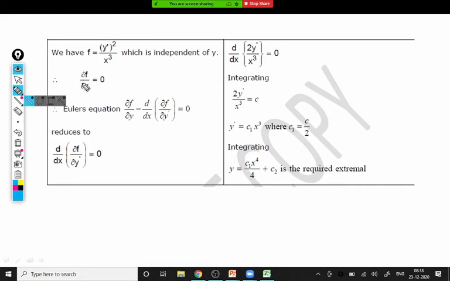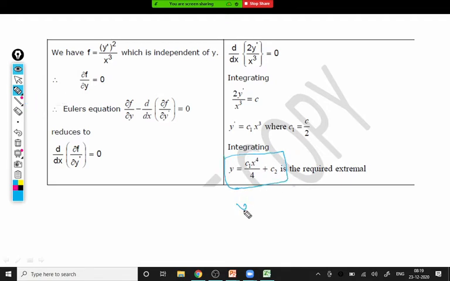So dou f by dou y is 0. So this Euler equation becomes only d/dx of dou f by dou y dash, because dou f by dou y is 0. We already saw that. Here, d/dx of dou f by dou y dash is calculated as 2y dash upon x cube, integrating with respect to x, and again integrating, we have this as a final answer. So multiple ways of writing the answers are there. Here is one of the answers written.